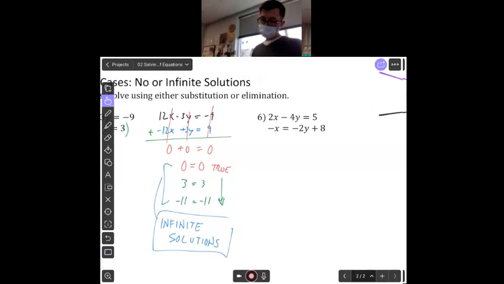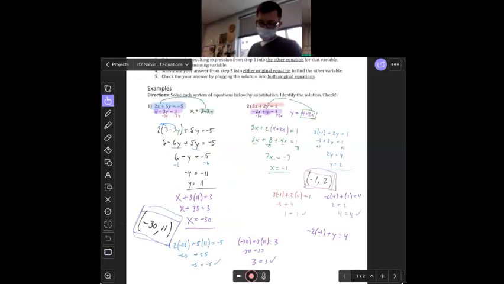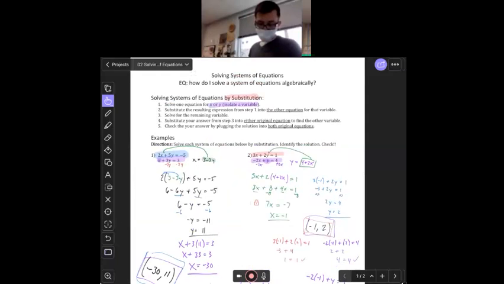Amaya, what do you think about number 6? Like, how's the problem talking to you? Would you want to do elimination or substitution? What are you seeing? Okay. What do you want to substitute? So if we want to do substitution, we need one of the variables isolated. So which variable do you want to isolate?